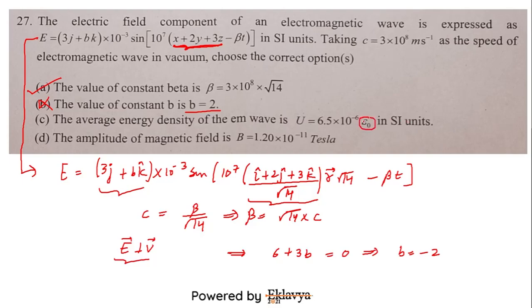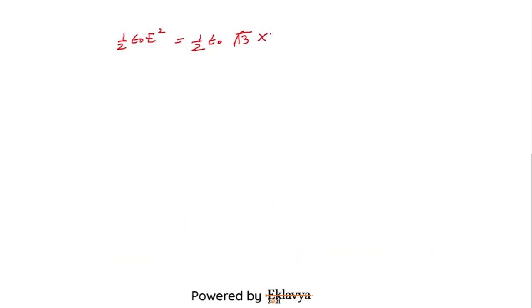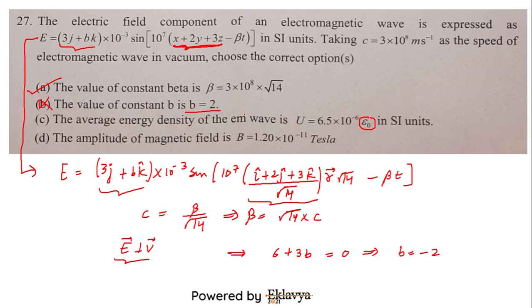So half into epsilon naught. The expression given is in terms of epsilon naught, so we will just use E square. E is how much? So b was found to be minus 2, so the magnitude of this will become 9 plus 4, 13, root 13. So root 13 into 10 raised to power minus 3, and square of this. So we are going to get half into epsilon naught into 13 into 10 raised to power minus 6. So this is going to be 6.5 into 10 raised to power minus 6 into epsilon naught in SI units. So yes, C option does look to be correct.